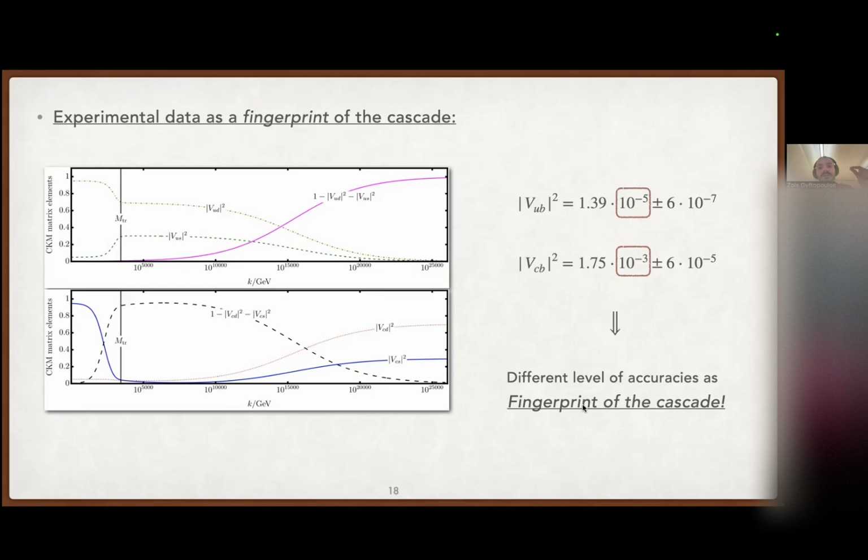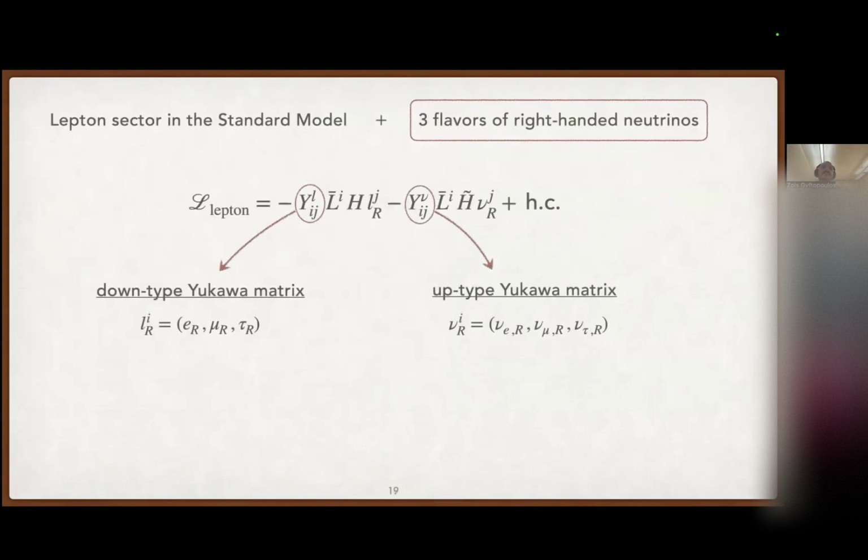And now we would like to see what happens when we include the lepton sector into the picture and bring everything together. So if you would like to add leptons into the picture that also lead to some massive neutrinos, which we know are massive, you can do it in various ways. And here, we introduce 3 flavors of right-handed neutrinos with Dirac mass terms. So here you have an identical structure for the Yukawa Lagrangian for the lepton sector with 2 Yukawa matrices.